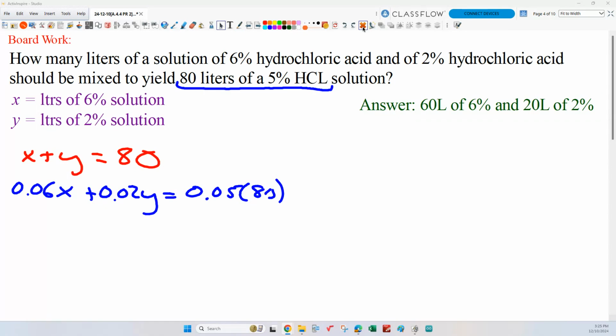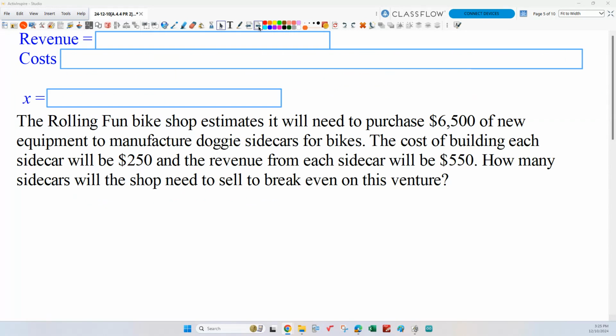Okay, good. All right. So let's see if we can crank through one more of these, maybe two more. I think we have time for two more if we hustle. So here's a good example of a break-even problem. You see these a lot. These kinds of problems show up all the time. So the Rolling Fund Bike Shop estimates it will need to purchase $6,500 of new equipment to manufacture doggy sidecars for bikes. The cost of building each sidecar will be $250, and the revenue from each sidecar will be $550. How many sidecars will the shop need to sell to break even on this venture?